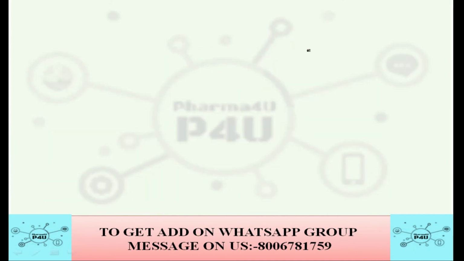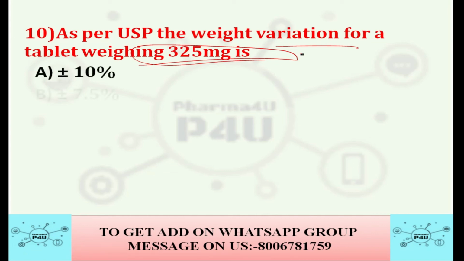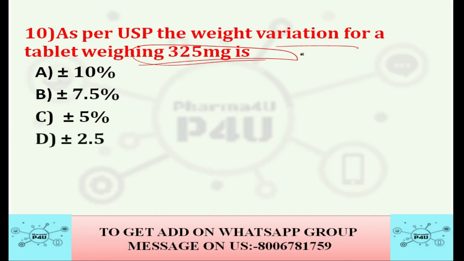Now the next question is: as per USP, the weight variation for a tablet weighing 325 mg is, and the options are: option A, plus minus 10%; option B, plus minus 7.5%; option C, plus minus 5%; option D, plus minus 2.5%. So what would be the correct answer? According to the USP, the weight variation for a tablet weighing 325 mg is, students, plus minus 5%.